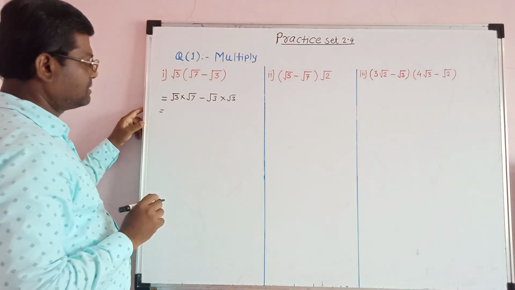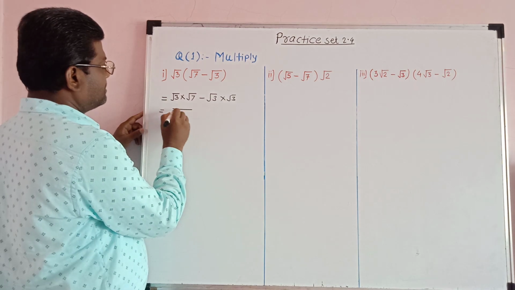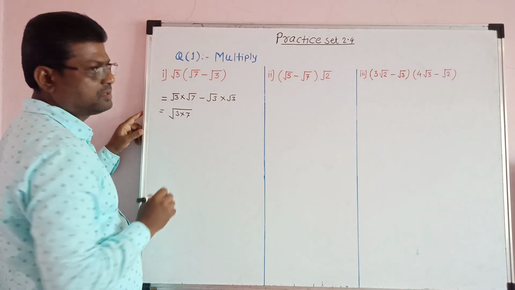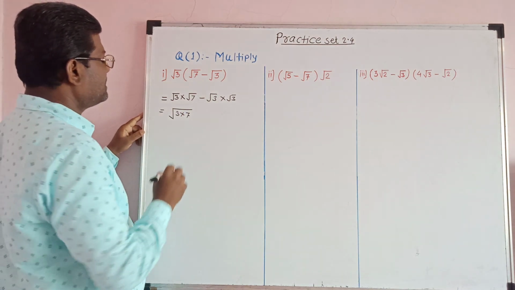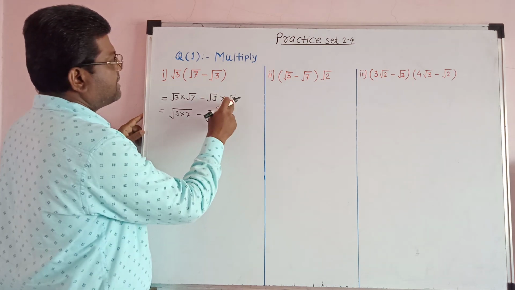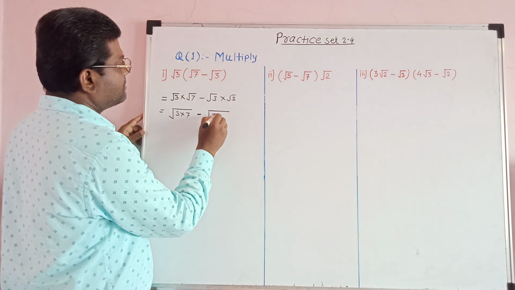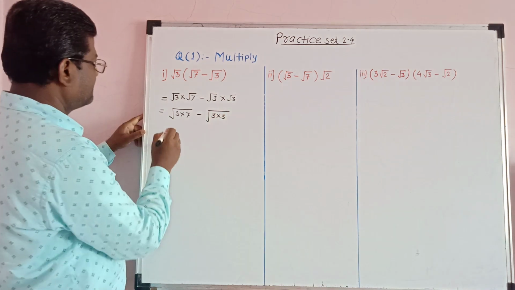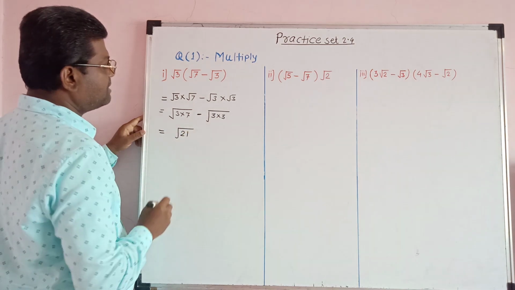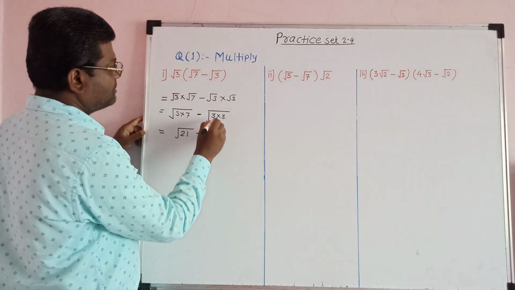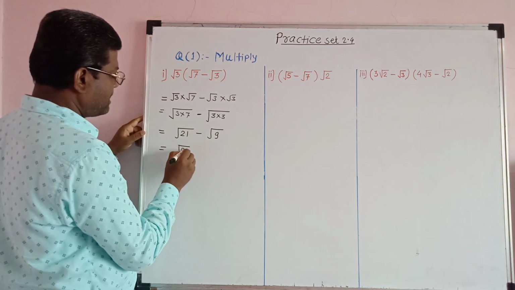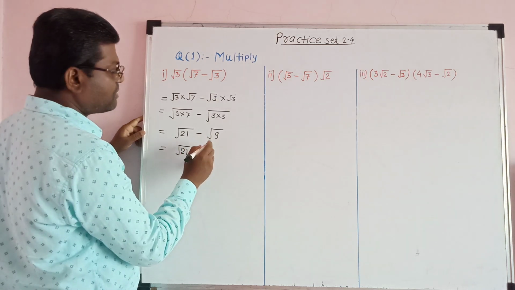is equal to, this root 3 and root 7 can be written under a common root as square root of 3 into 7, minus this root 3 and root 3 also can be written under a common square root, 3 into 3. 3 sevens are 21, minus 3 into 3 is 9, which is equal to square root 21 minus square root of 9, which is 3.